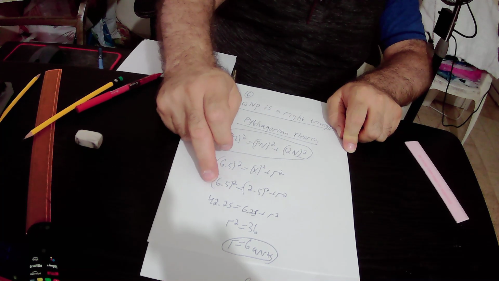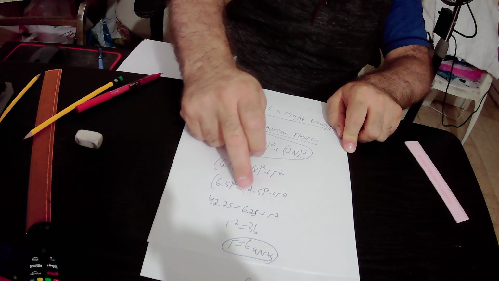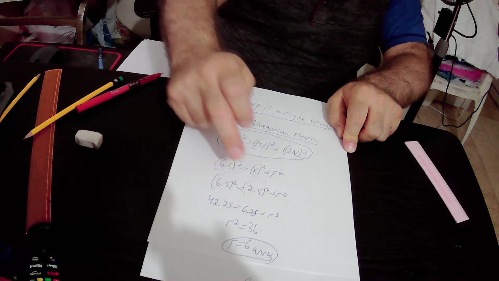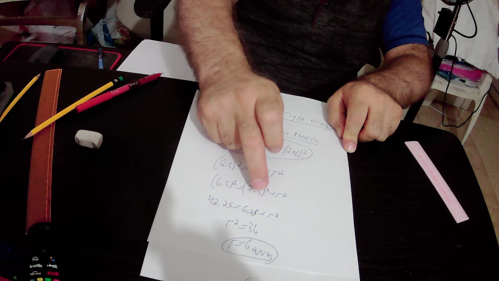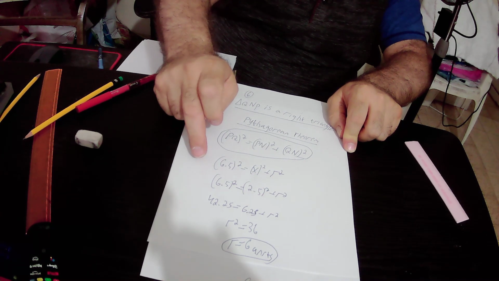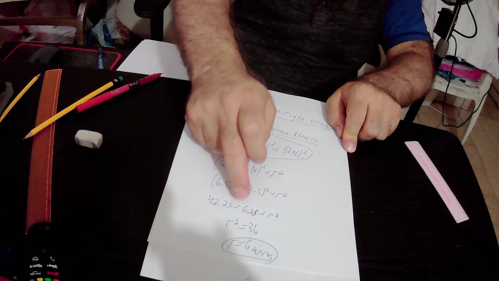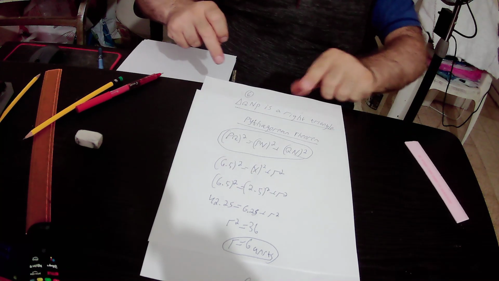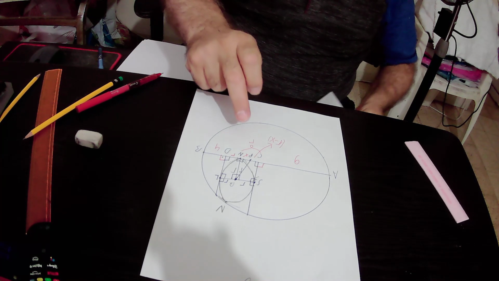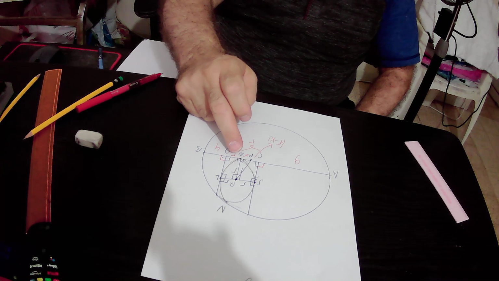6.5 squared is 42.25 units, and 2.5 squared is 6.25 units. Then we subtracted 6.25 from this equality, and we got that r squared equals 36. Then we took the root of this equality, and we got that r equals 6 units. So the radius of the small circle equals 6 units. The answer to the question is that the radius of the small circle equals 6 units.